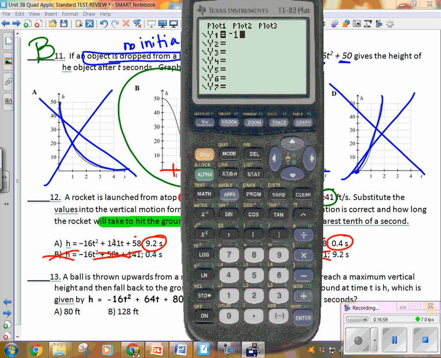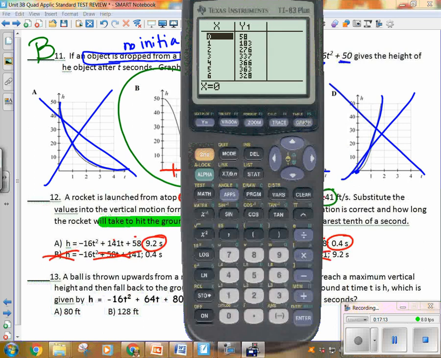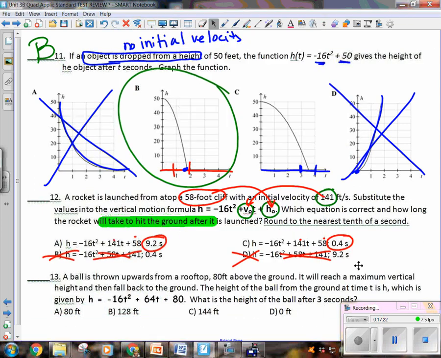Okay, so clearing out the other thing, and negative 16 t squared plus 141 t, that's how fast we were going, plus we were on a 58-foot cliff, that's my start height. And if I go back to my table, it looks like I still have a lot of time until, between 9 seconds and 10 seconds, I've hit the ground. So that makes my choice pretty easy. 0.4 is way too short of a time, so my answer to this one is A. Again, knowing how to use your table is going to be very important.